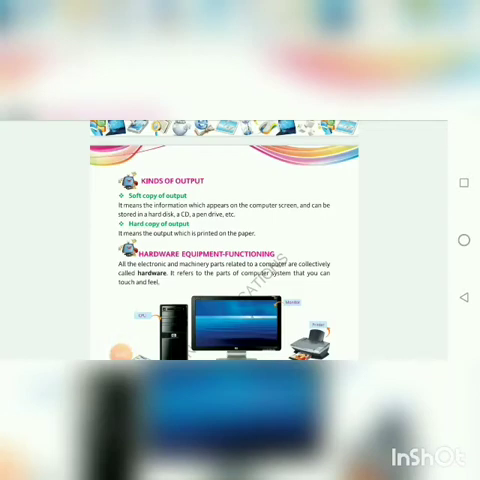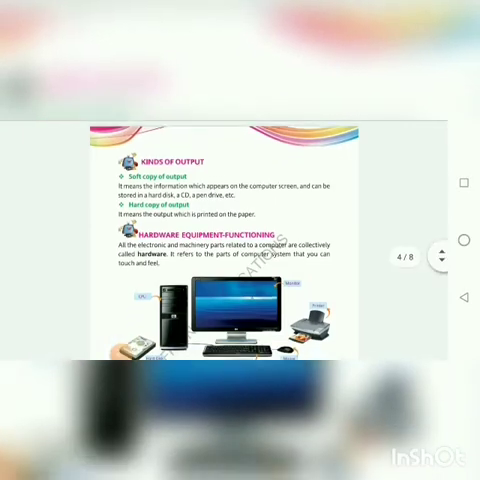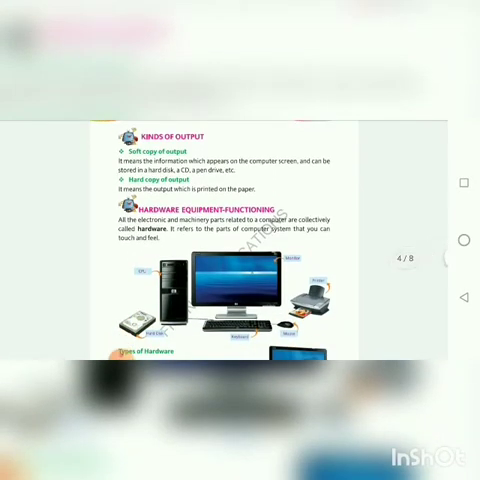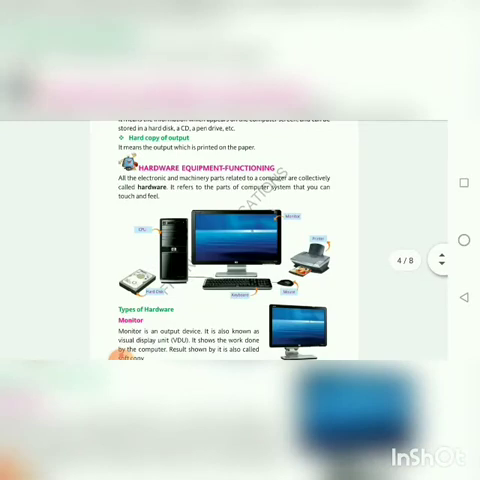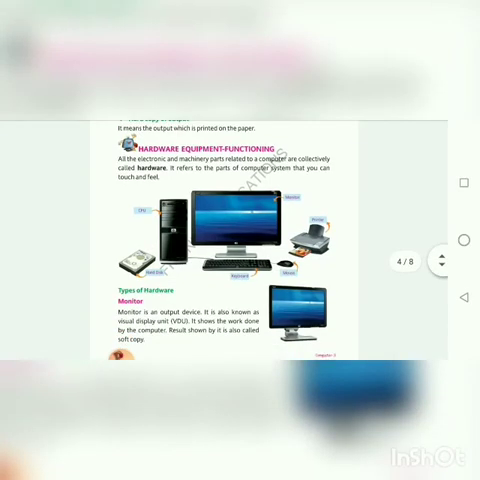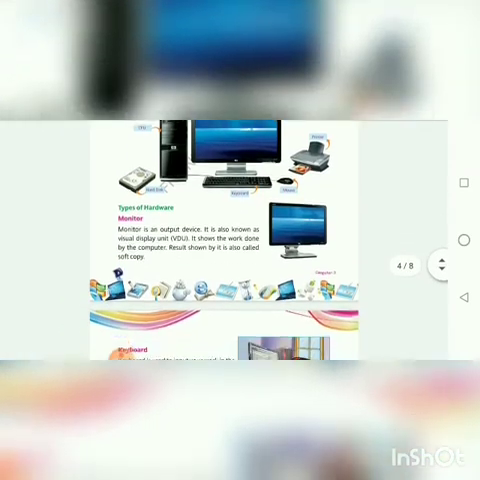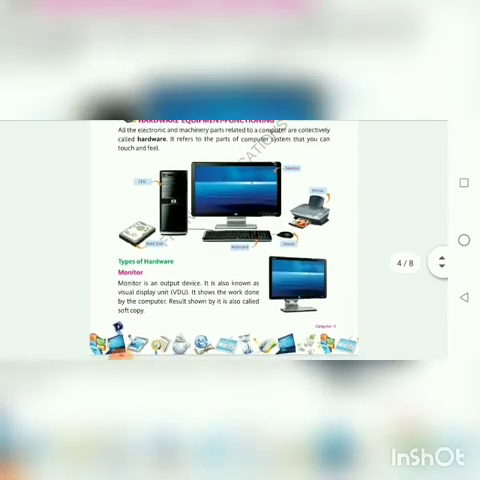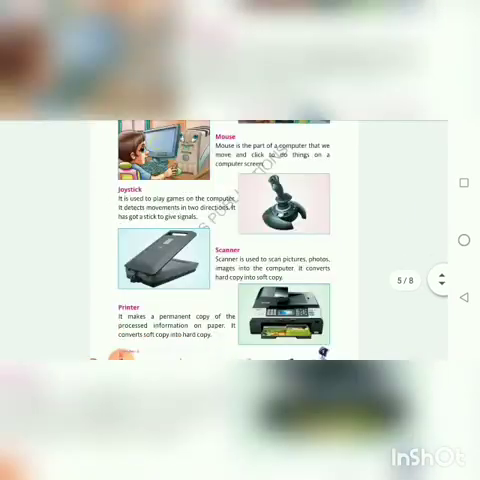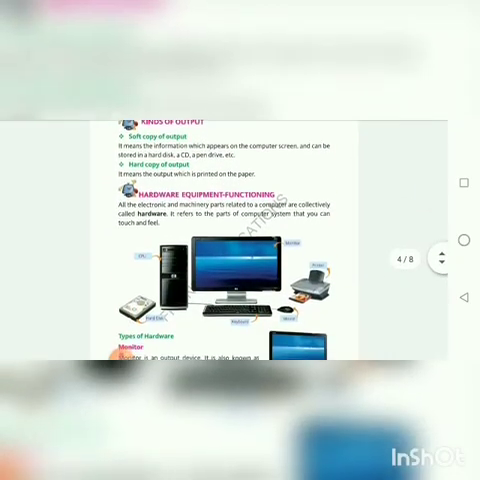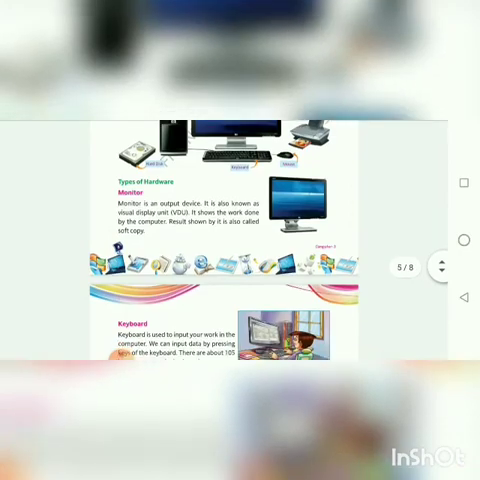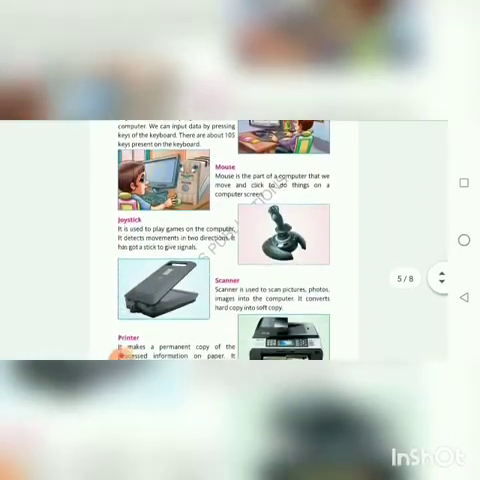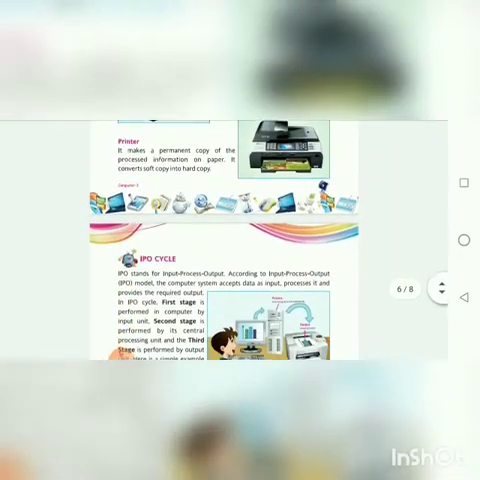Hardware. The physical part of the computer is called hardware. What is hardware? The physical part of the computer is called hardware. They may be attached outside of the computer, and you can touch and feel them. Types of hardware: monitor, mouse, keyboard, printer, plotter, scanner, joystick.